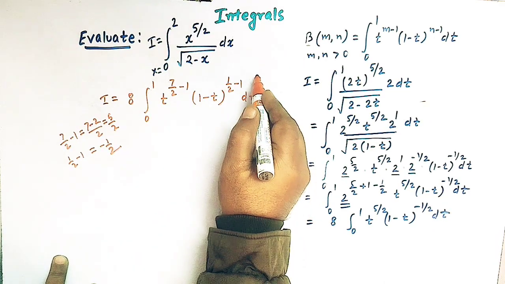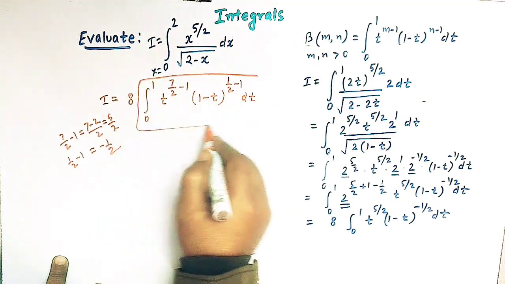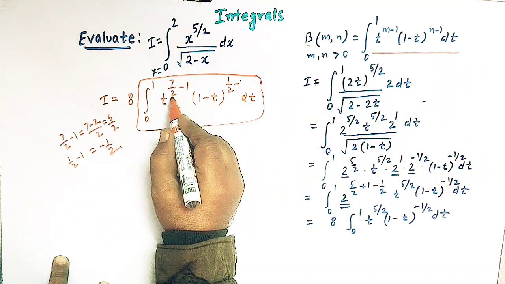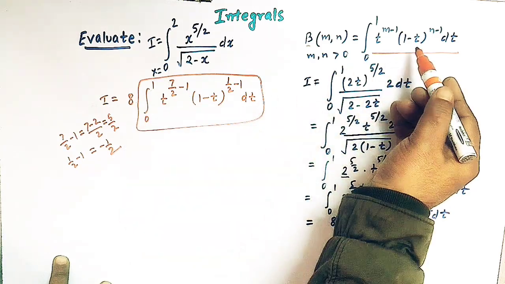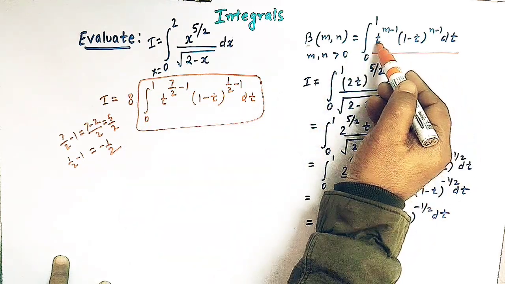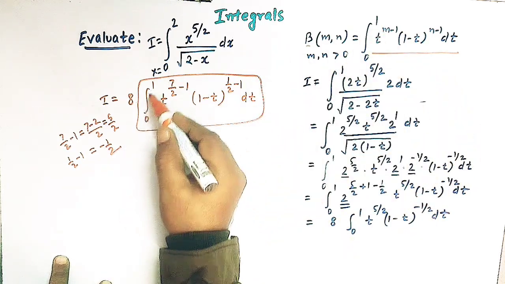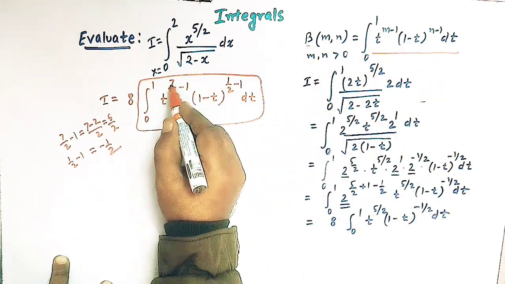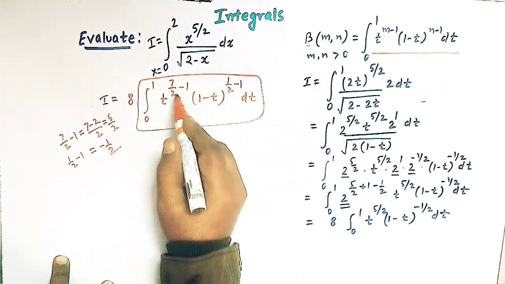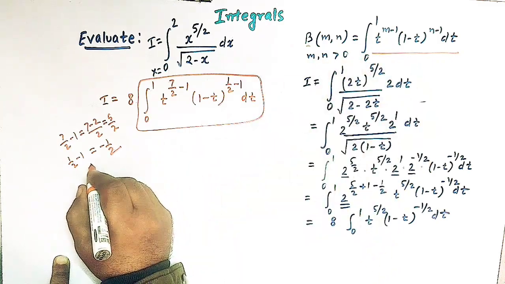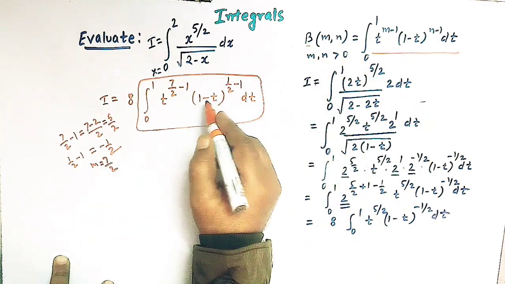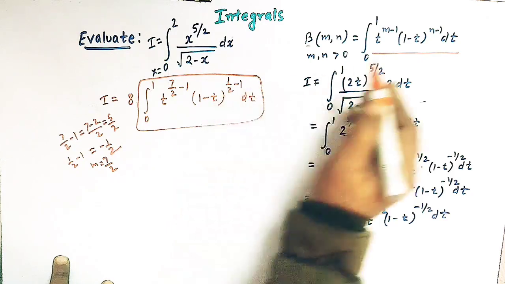So now we can see that this integral is similar to this one, right? And here if we compare this integral with this one, then here we have 0 to 1, 0 to 1, and t raised to m minus 1. So here we have t raised to 7 over 2 minus 1. So comparing, m is equal to 7 over 2, and here we have 1 minus t raised to half minus 1.